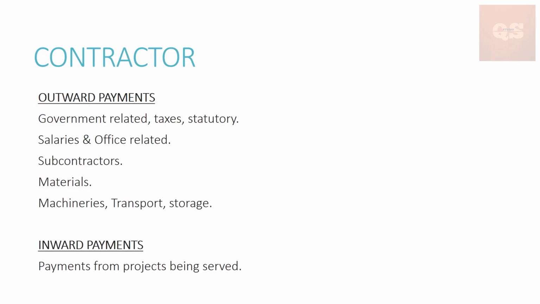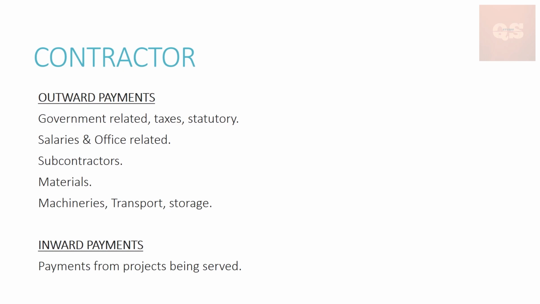Now let's look into a contractor point of view. Again, the outward payments are all those government related taxes, statutory, salaries and office related. This is basically for everyone. Now these contractors might subcontract some works to specialist subcontractors, so there will be payments to make towards the subcontractors. Then the material suppliers. If it is a supply and install type of project, they'll have to purchase materials from different material suppliers. Then machineries, transport, storage. On the contractor side there will be a lot of employees, a lot of materials to be stocked, and a lot of transportation for the employees or the materials. All these are expenses.